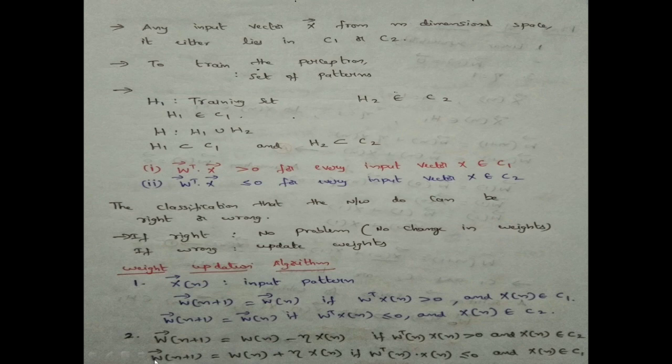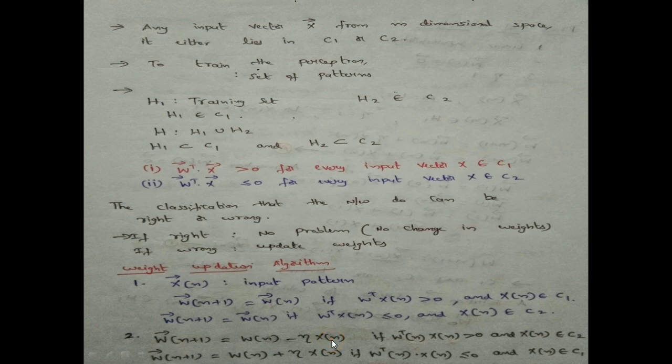So now let us see the second case, where the input vector X of n belongs to class C2. If it belongs to class C2, what is our condition? W transpose X must be less than or equal to 0. But here we got W transpose of n into X of n as greater than 0. So now what do we have to do? Obviously we have to update the weight. So the new weight, W of n plus 1, is the previous weight W of n minus eta into X of n.